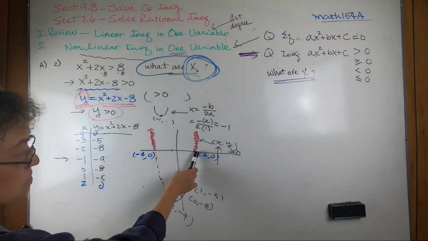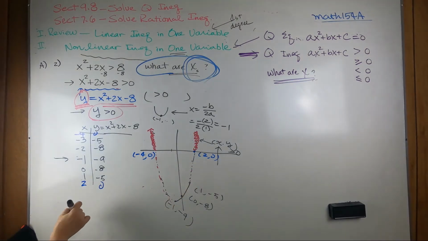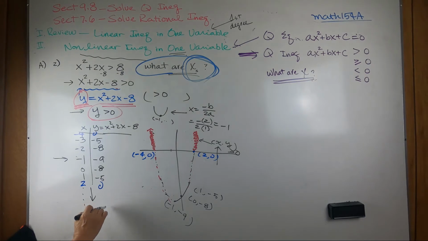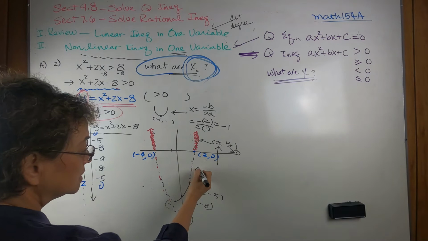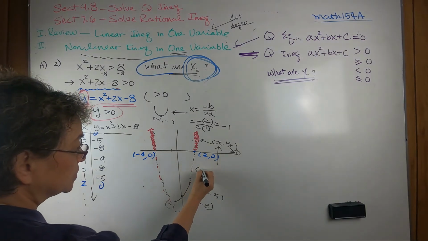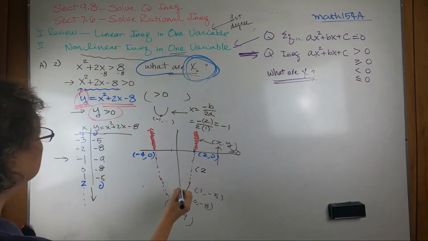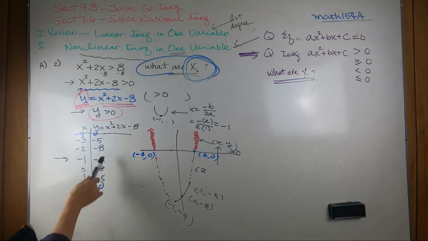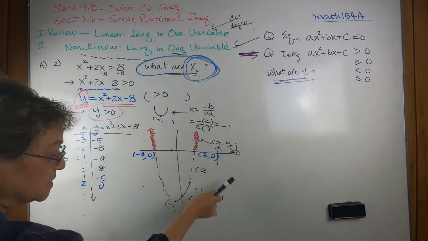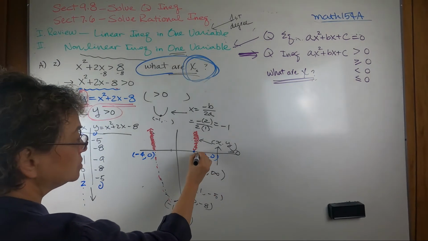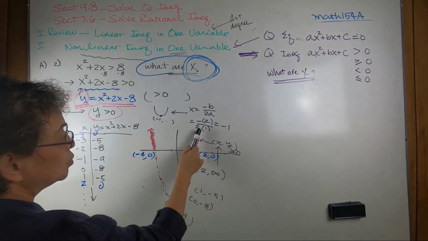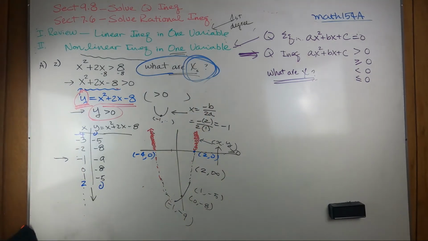That means as long as x is bigger than 2, from here on, bigger than 2, 3, 4, then your y value will be bigger than 0. So your answer should be what? X is 2. Can it be 2? 2 is 0. It's not bigger than 0. So it's bigger than 2 to where? Infinity.